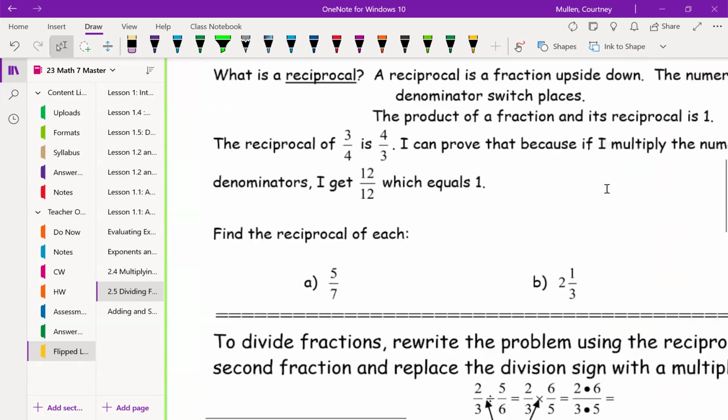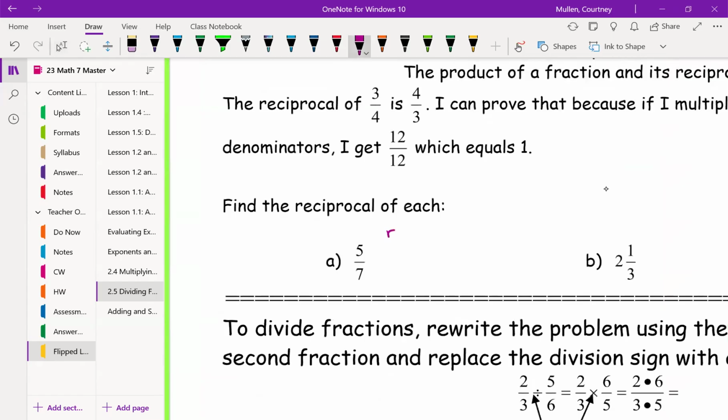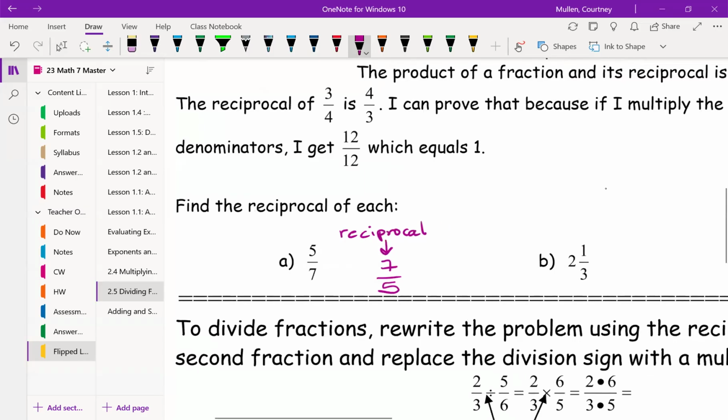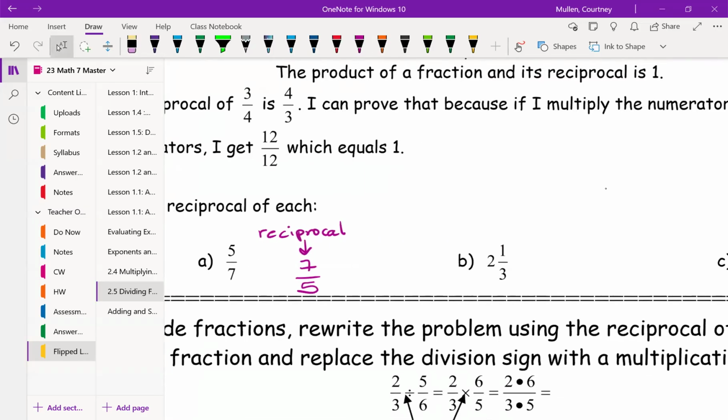So first, let's start by finding reciprocals. So what would the reciprocal of 5/7 be? 7/5. Exactly right. 2 1/3. Well, before we find its reciprocal, we need to convert it to an improper fraction. 2 times 3 is 6, plus 1 is 7. So we have 7/3. So what's the reciprocal now? That's right, 3/7.